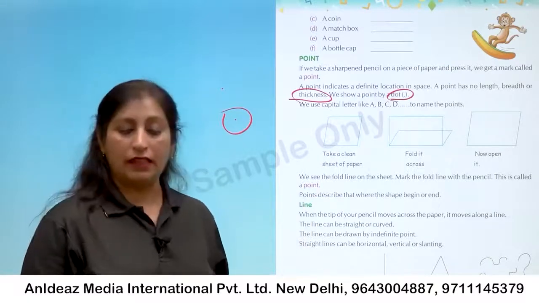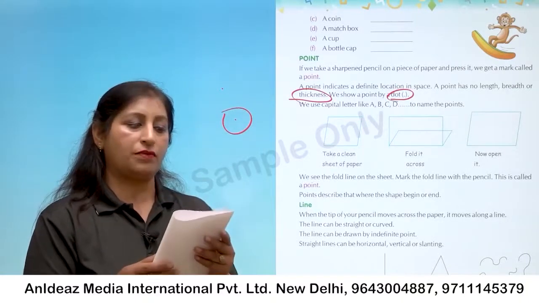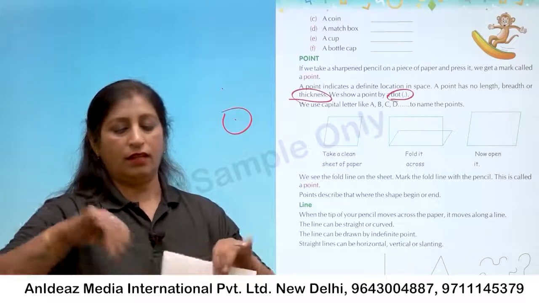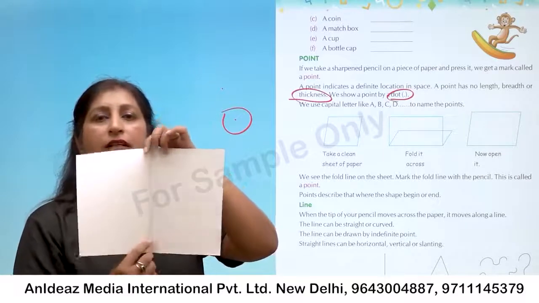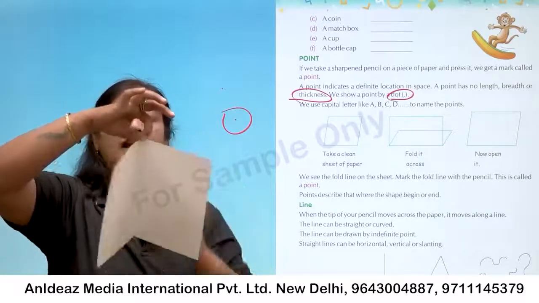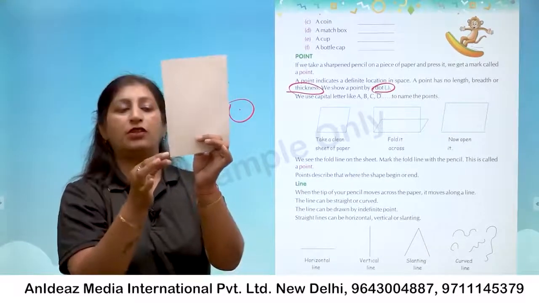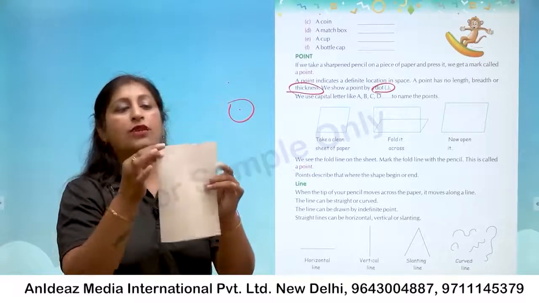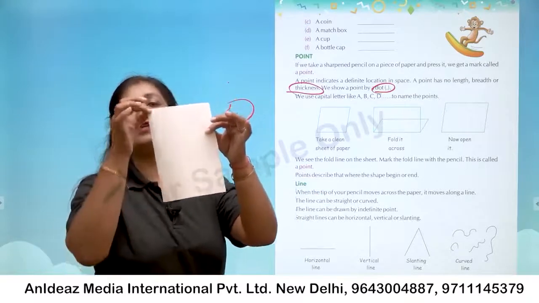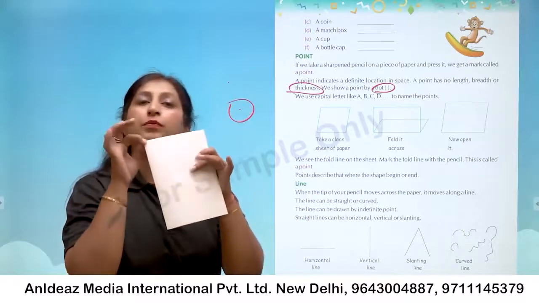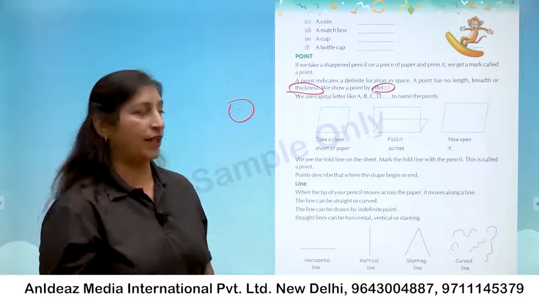Suppose you have a clean sheet of paper and you fold it in two halves and you get a crease over here. If you draw a line here, you can see that the tip of the line gives you a point, and the bottom of the page gives you another point. So you can say that a point describes where a shape begins or ends. So in this way you can define a point.